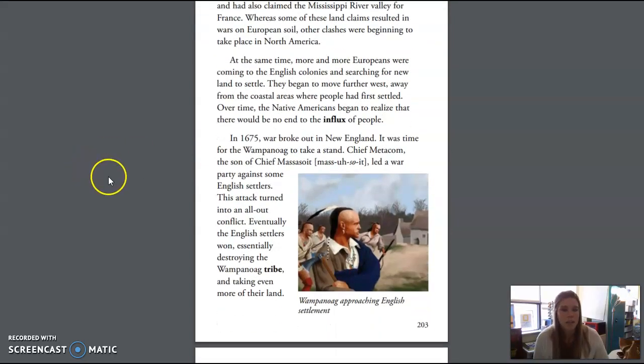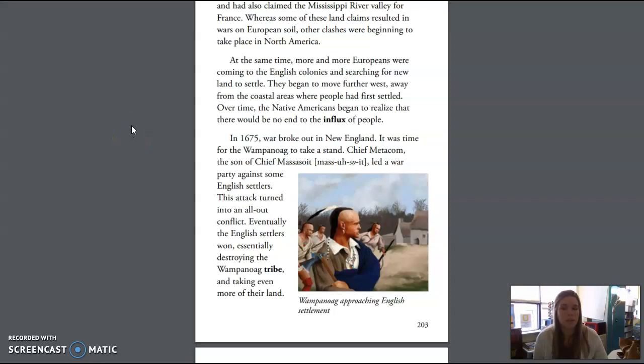Whereas some of these land claims resulted in wars on European soil, other clashes were beginning to take place in North America. At the same time, more and more Europeans were coming to the English colonies and searching for new land to settle. They began to move further west, away from the coastal areas where people had first settled. Over time, the Native Americans began to realize that there would be no end to the influx of people.